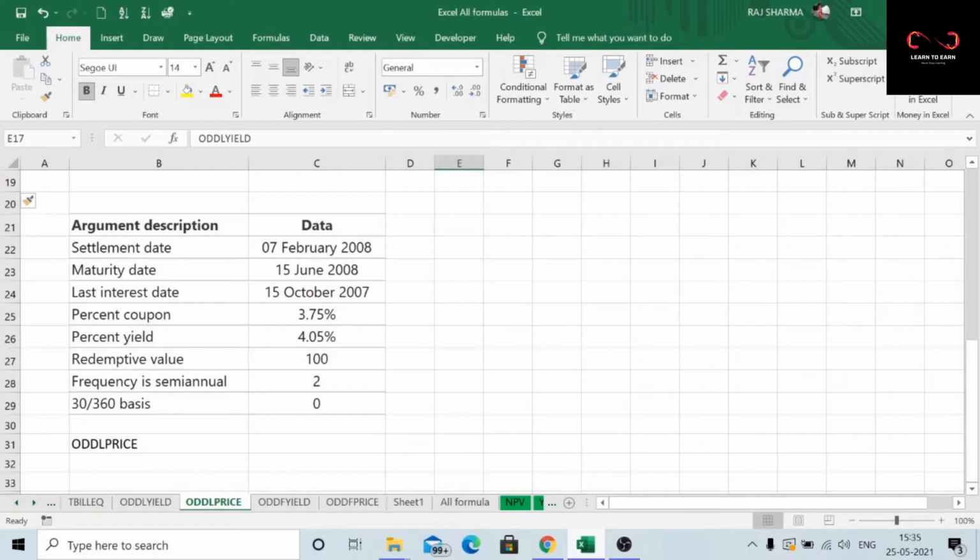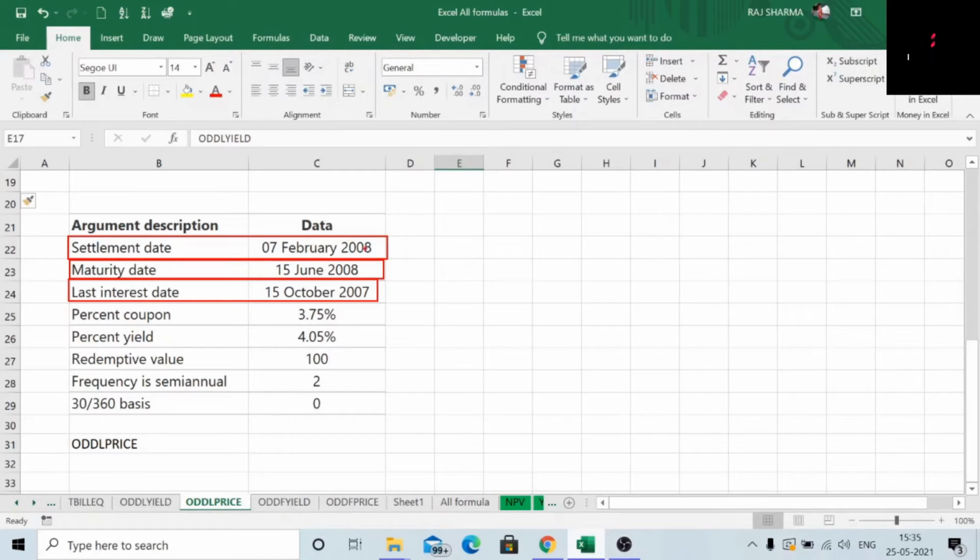Assume I have acquired a bond on 7th of February 2008. This bond has been issued in the past some days ago, so we don't have any need for the issue date. Now I have acquired this bond on 7th February 2008. This bond is finally going to mature on 15 June 2008. So on this date I am going to get back my investment amount, and the last coupon payment date is 15th of October 2007. In this case, this coupon payment date has already lapsed, so that means I will not be able to get any subsequent coupon. I will be able to get only the coupon for the remaining broken period along with the maturity.